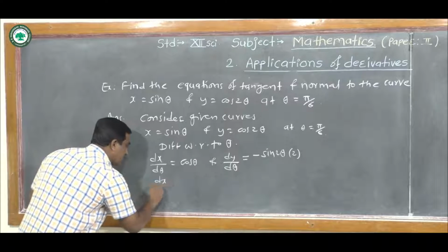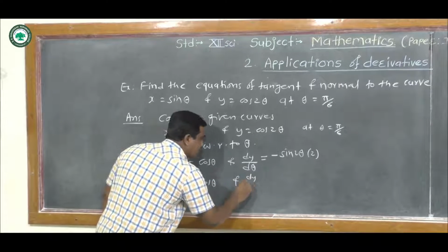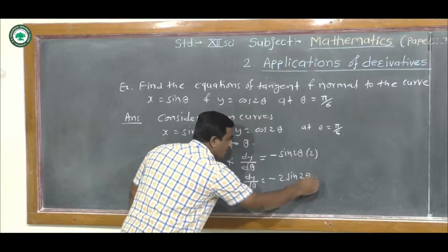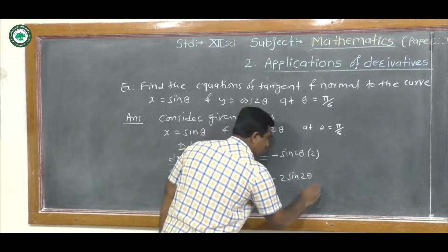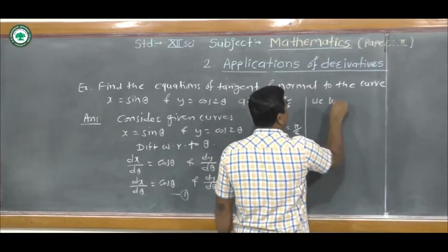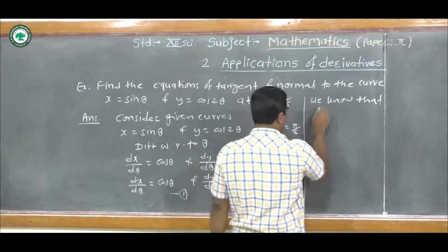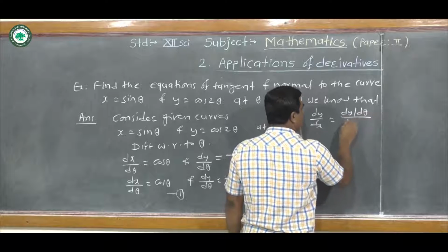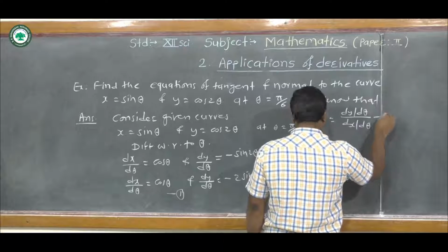That is, dx by d theta is equal to cos theta and dy by d theta is equal to minus 2 into sin 2 theta. Say this as equation number first, this as equation number second. Now we know the parametric rule. The parametric rule is dy by dx equal to dy by d theta upon dx by d theta. Say this as equation number third.